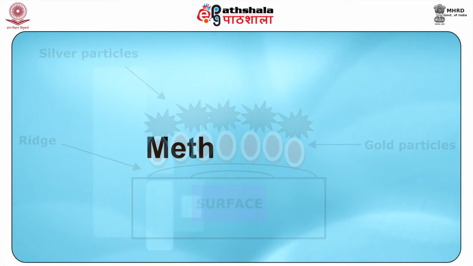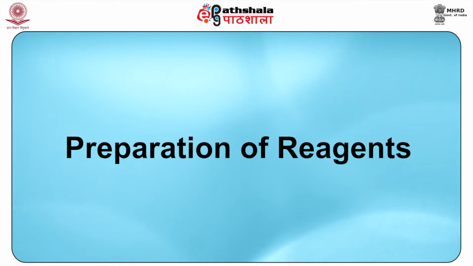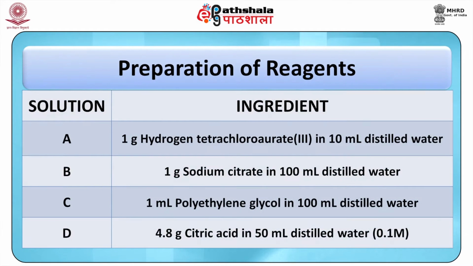Now let us discuss the methodology. So let me tell you something about preparation of reagents first. The process of developing latent fingerprints by the multi-metal deposition technique begins with the preparation of the following solutions. Solution A has 1 gram hydrogen tetrachloroaurate in 10 ml distilled water. Solution B has 1 gram sodium citrate in 100 ml distilled water. Solution C has 1 ml polyethylene glycol in 100 ml of distilled water, then solution D has 4.8 gram of citric acid in 50 ml of distilled water.